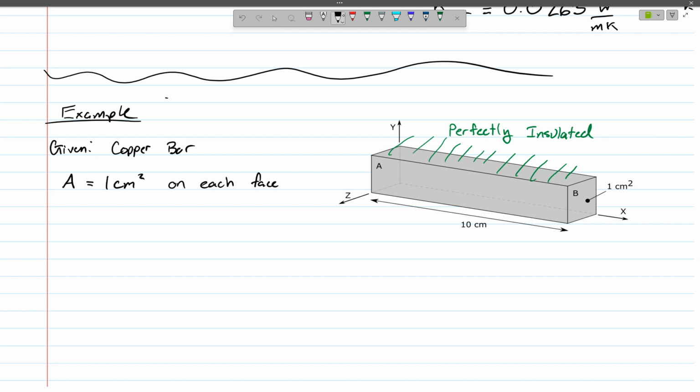We've got this region A and this region B. And we want to figure out the heat flux if TA is equal to 100 degrees Celsius and the temperature at B is equal to 150 degrees Celsius.